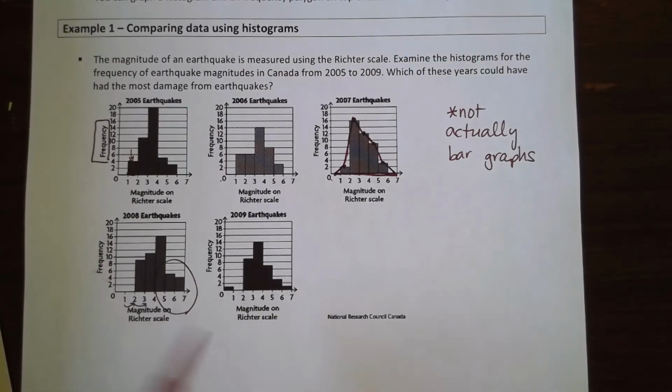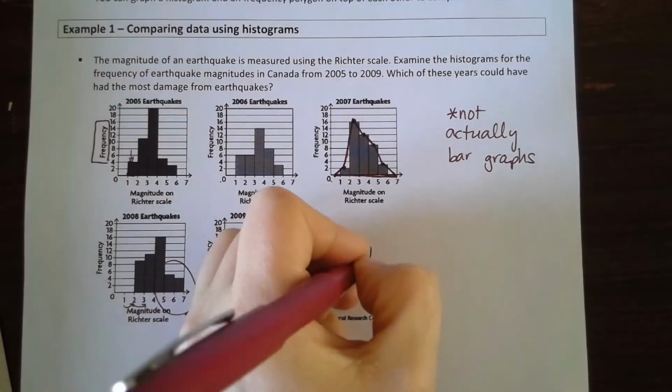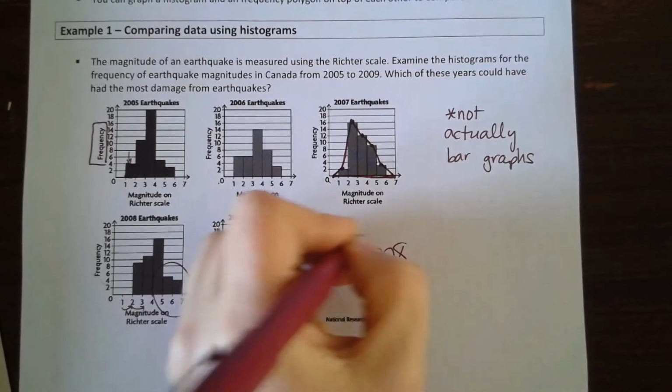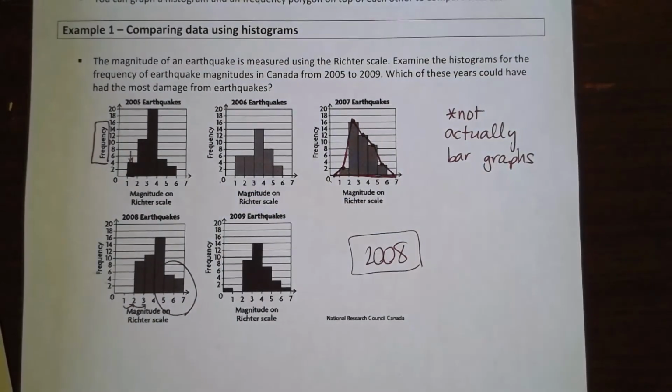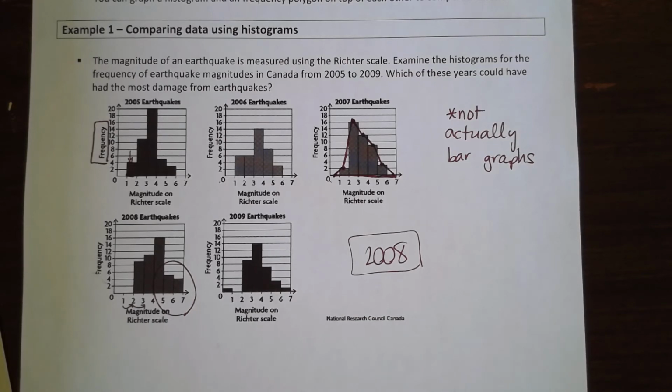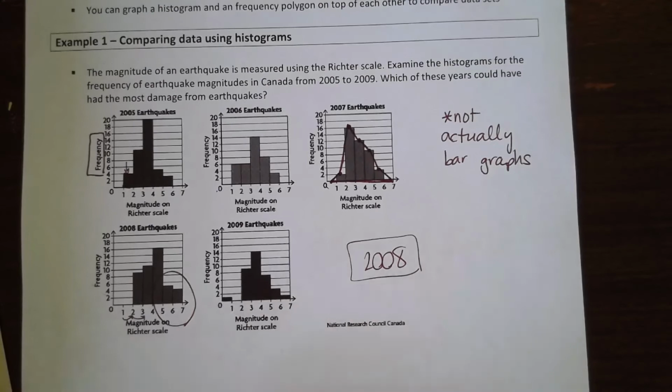But we can see that 2008 was the most damaging year. Okay, and our reasoning and our justification for that would be because it had the most frequent amount of higher magnitude earthquakes. Okay, hopefully that makes sense. Now let's go into the second part of this problem.